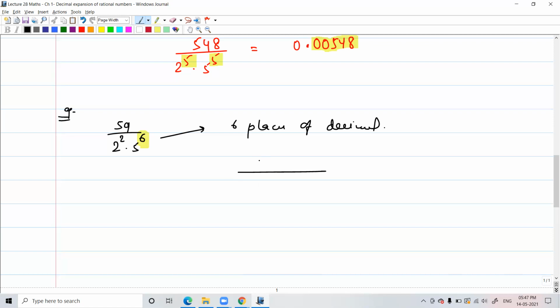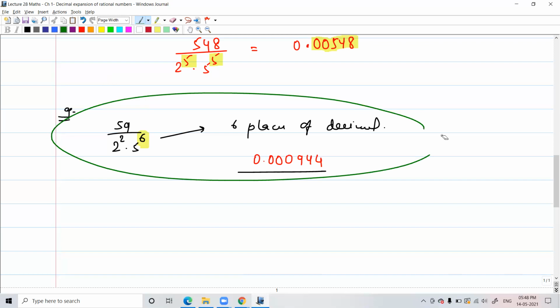Done, sir. Okay, tell me what's the answer. 0.000944. Okay. So at least it has 6 places of decimal, so it looks correct. What about other people? What answer are you getting? Sir, same, sir. Okay. Anyone needs help with this? Anyone wants me to solve this?